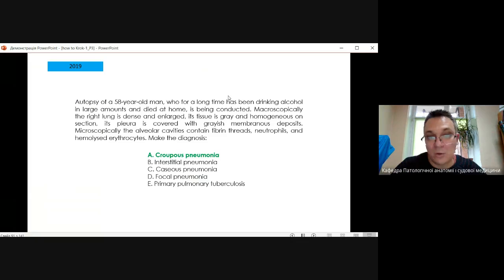Croupous pneumonia or lobar pneumonia, as you wish. As usual, we see the lobar involvement in the lung. We see the pleural effusions, basically covered with fibrinous films. And for sure, there's croupous or lobar pneumonia only.